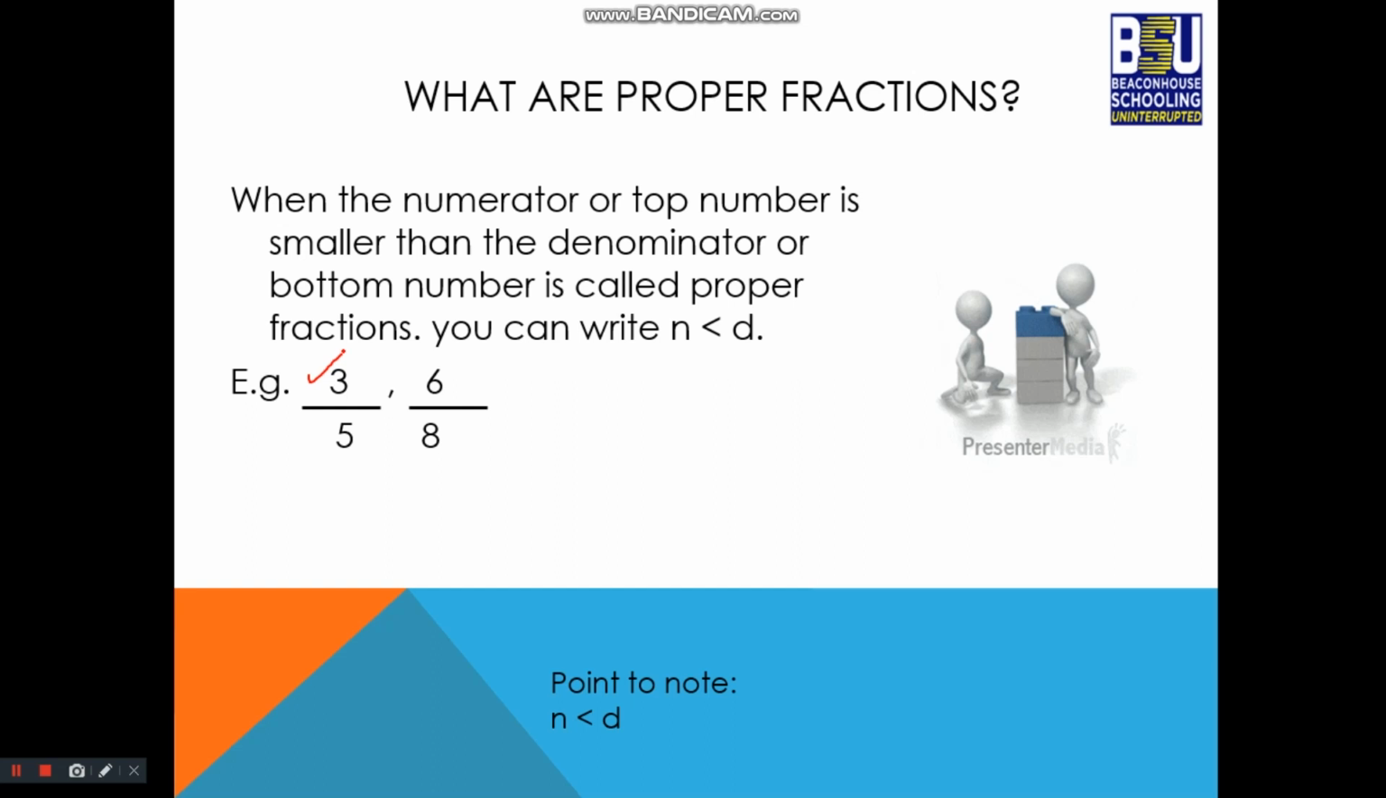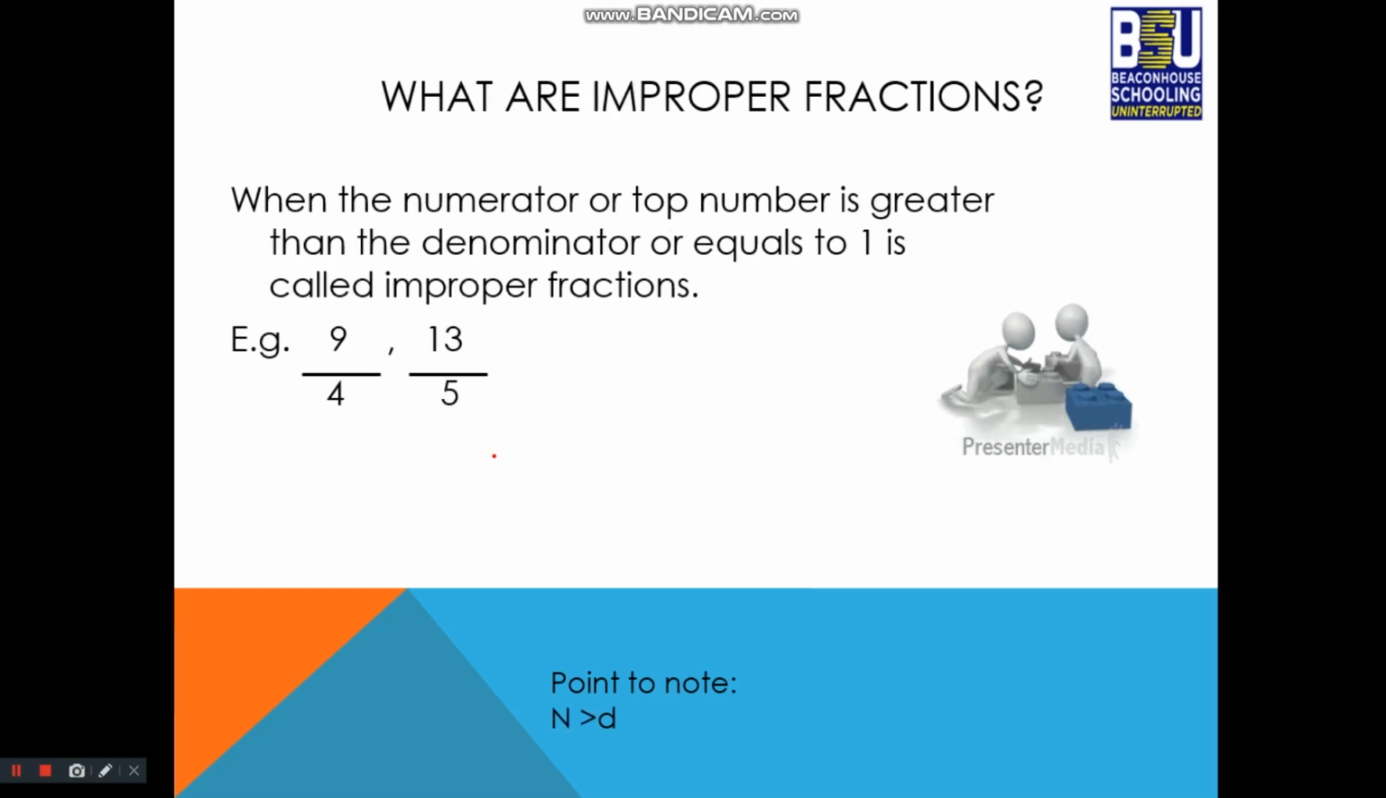In this case, 3 is the numerator and 5 is the denominator. When the numerator is less than the denominator, that is called a proper fraction. 6/8, here also the numerator is less than the denominator. So this is the point to note. When the numerator is less than the denominator, that is called proper fractions.